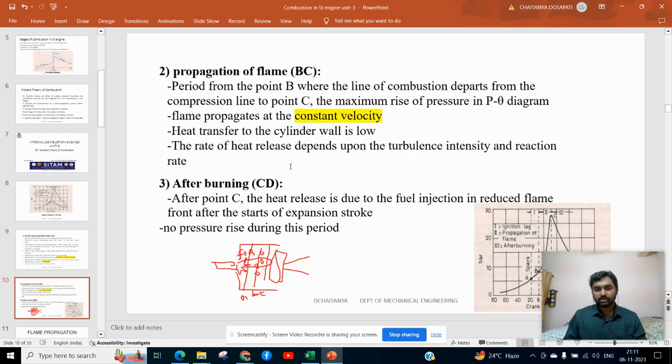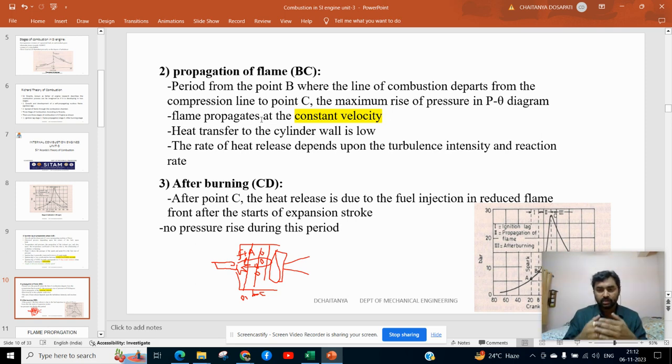And the next one is the second phase, that is propagation of flame. From B to C, you have observed a long pressure rise, so you will get a steep rise. Between before TDC at 8-degree crank angle towards after TDC 15 degrees or 20 degrees, near that value, you have observed a propagation of flame.